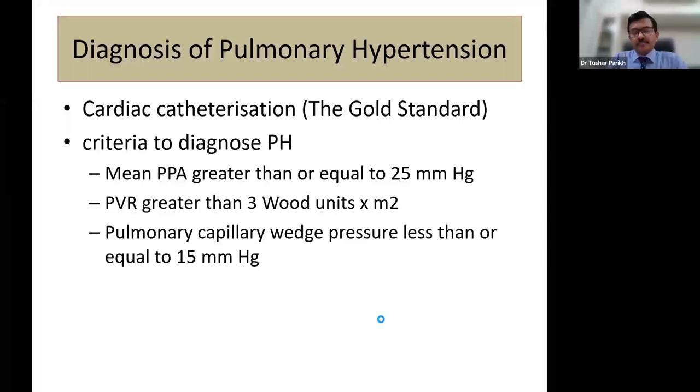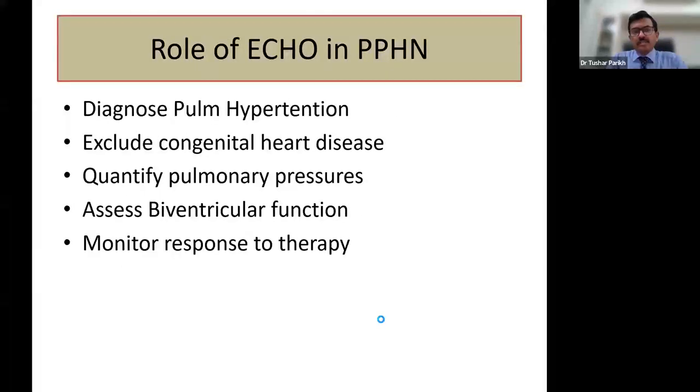And so what is the role of echo in a baby with suspected PPHN? Basically, to diagnose pulmonary hypertension, to exclude congenital heart disease, quantify the pulmonary pressure, assess the biventricular function, more specifically right ventricular function, and monitor response to therapy. Now, these are the aspects we are going to deal with today with point of care echo of a baby with suspected pulmonary hypertension.